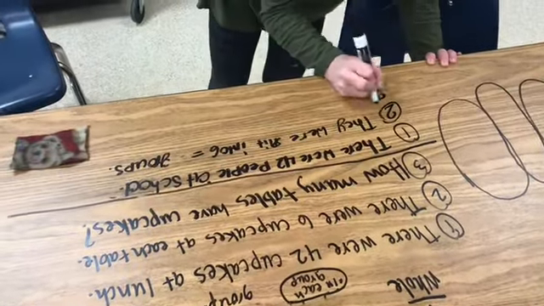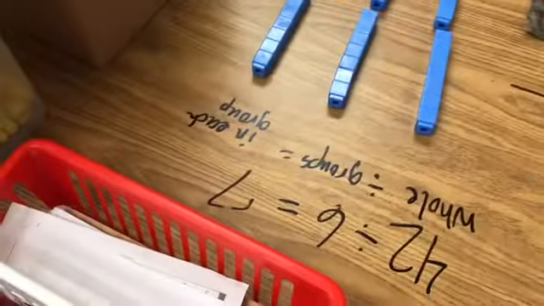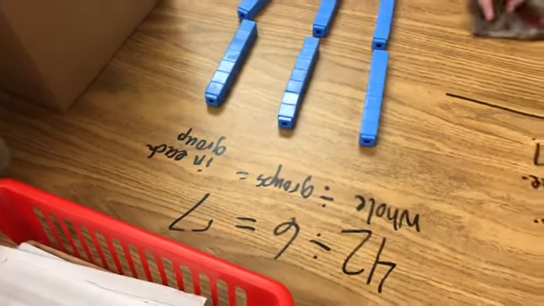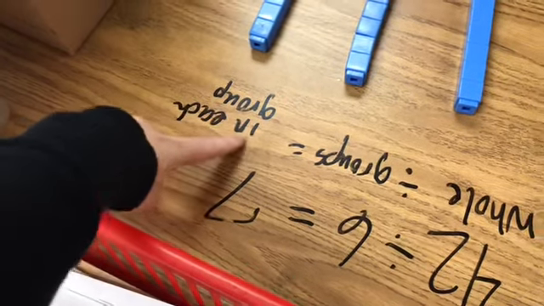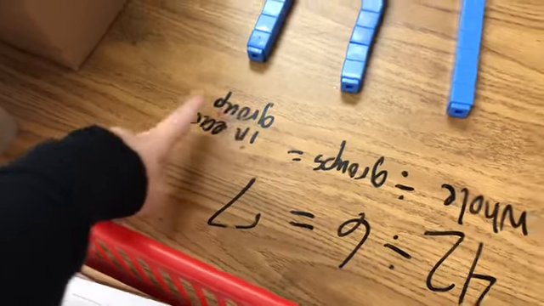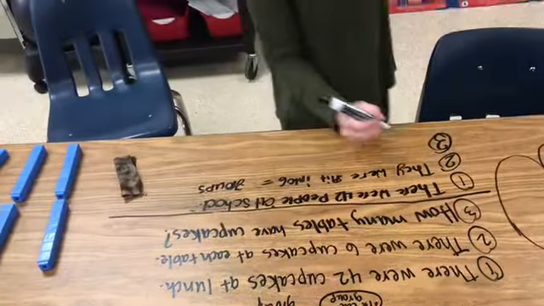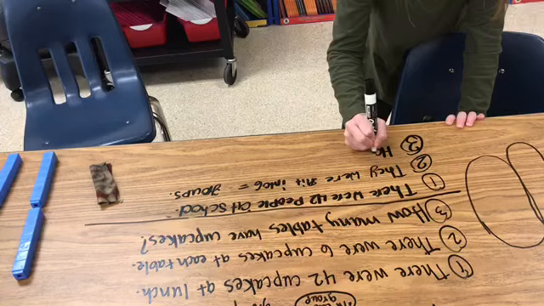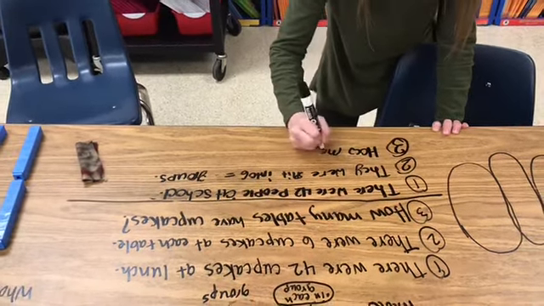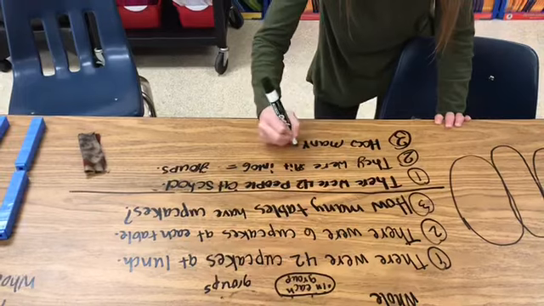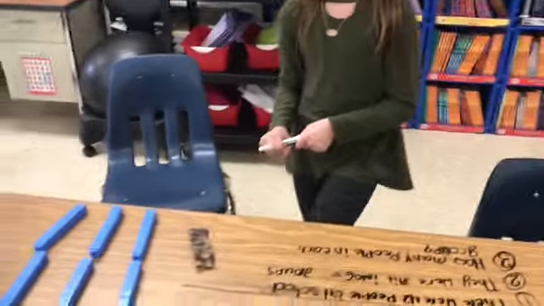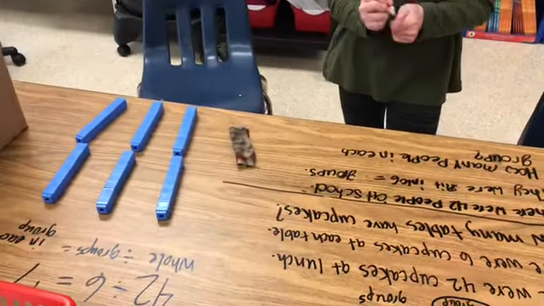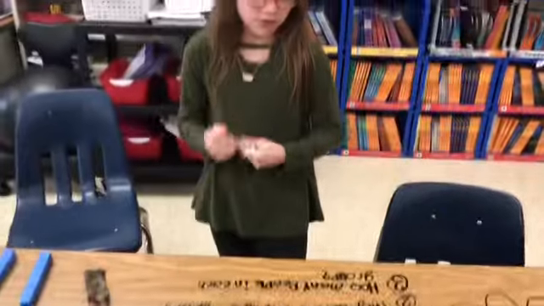So number 3 was going to be my question. How many all together? How many in each group? How many people would be in each group? What would the answer be? 7. So, does your model and your number sentence match the question that you wrote?